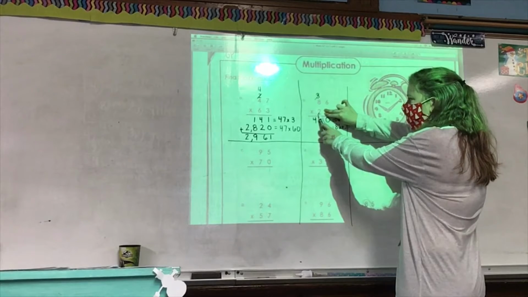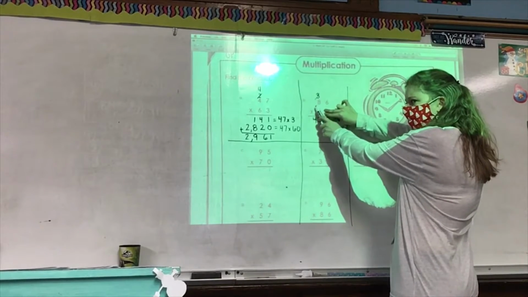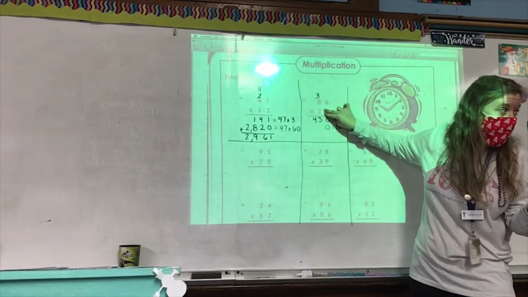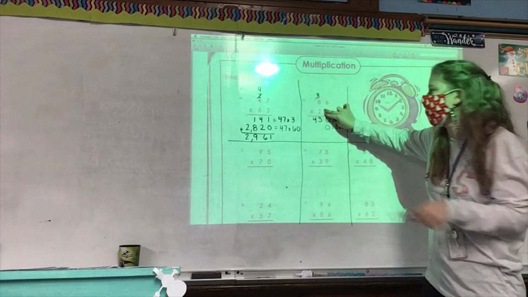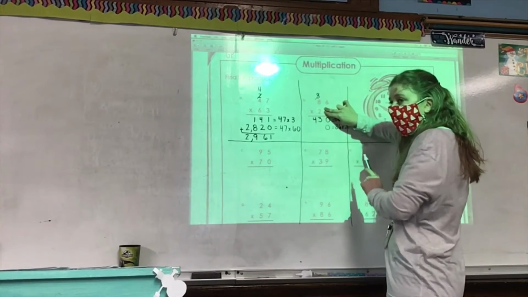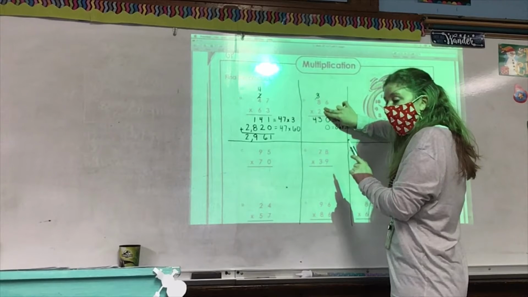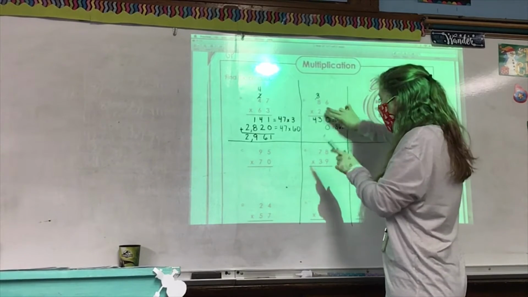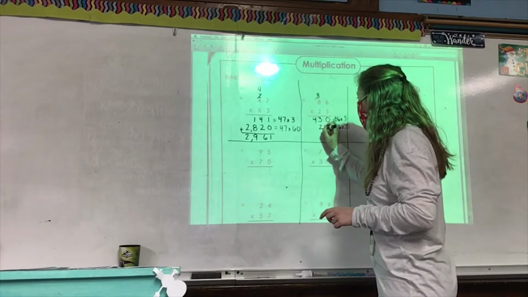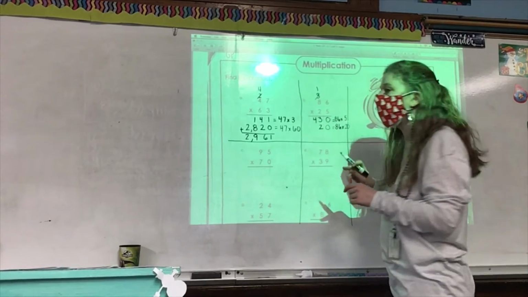Now, can I multiply this 2 by the digit in the tens place first? No, never, ever, ever. I must always start in the ones place. So, 2 times 6 is what, Kingston? 12. I leave my 2 down in my partial product, and I regroup the 1.